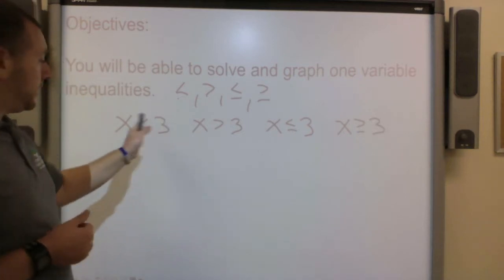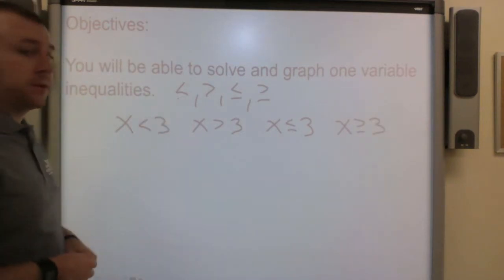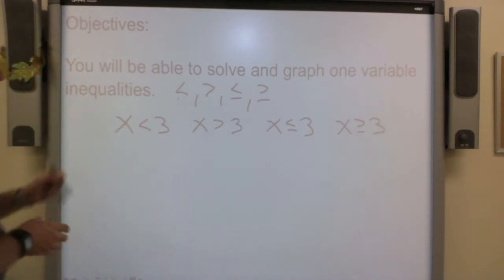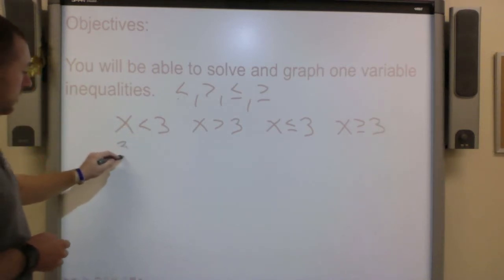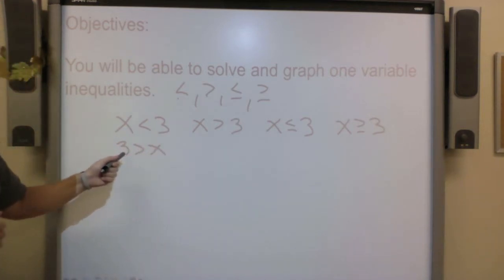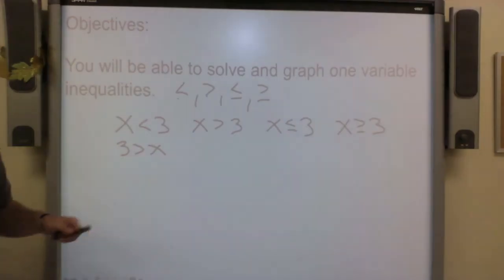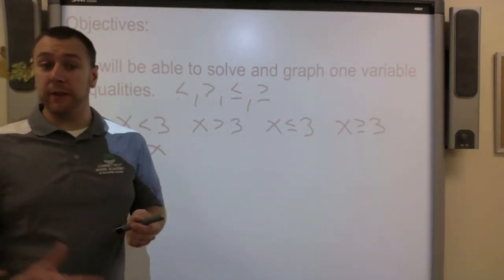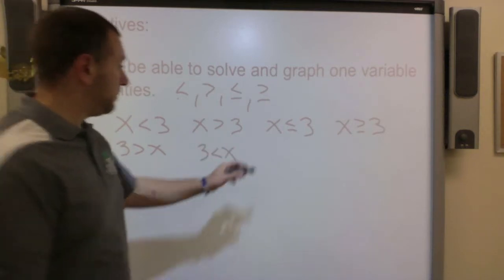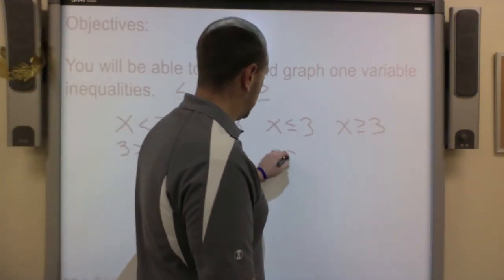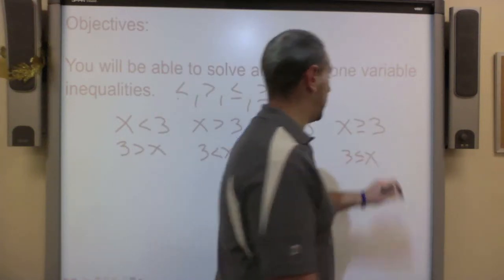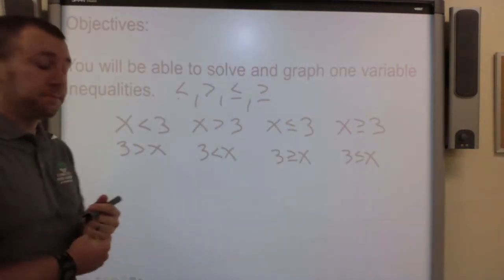So remember, the alligator eats the bigger number. Always read it from the variable. I can write these the same way. It's still x is less than 3 because the 3 is the bigger number. Always read it from the variable. So we can reverse these all we want, and they still mean the same thing. They still read the same way.